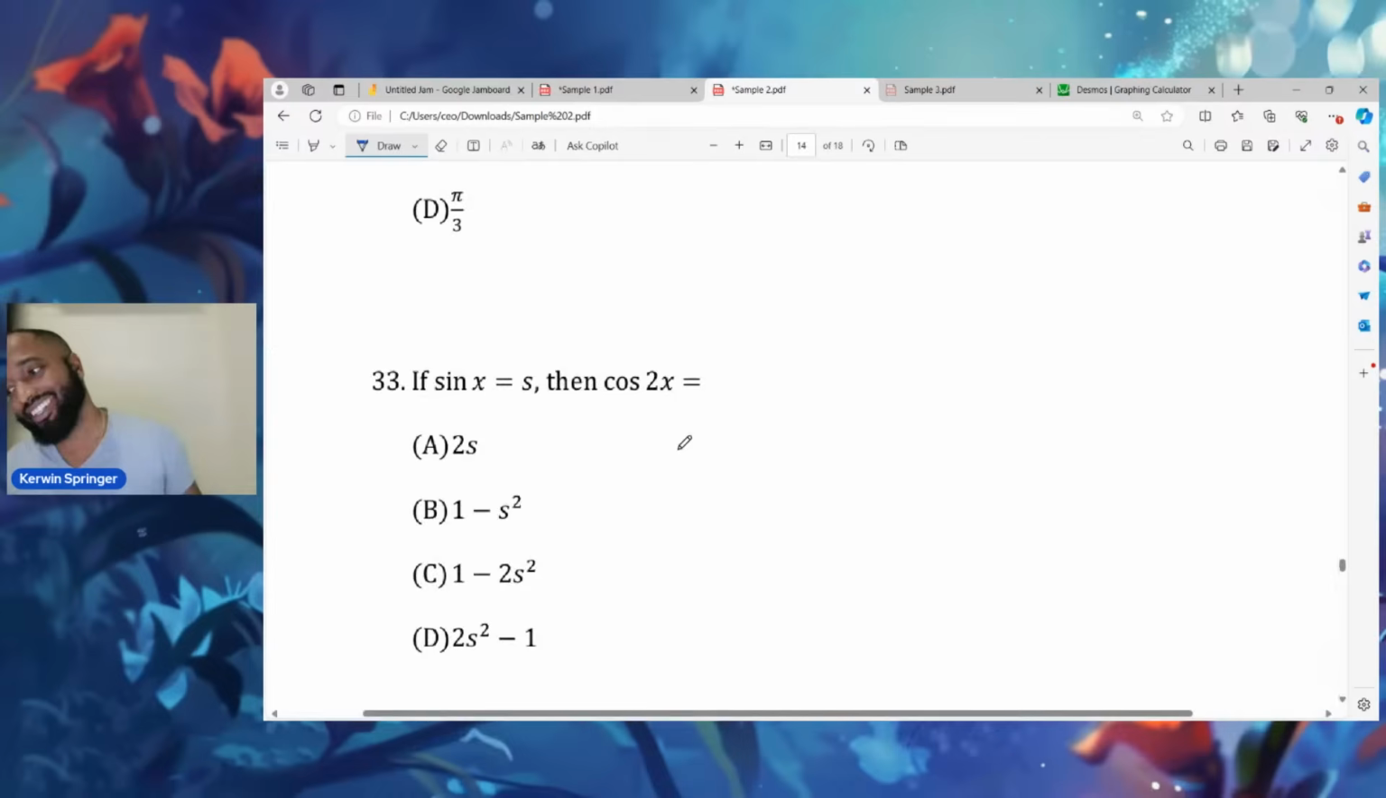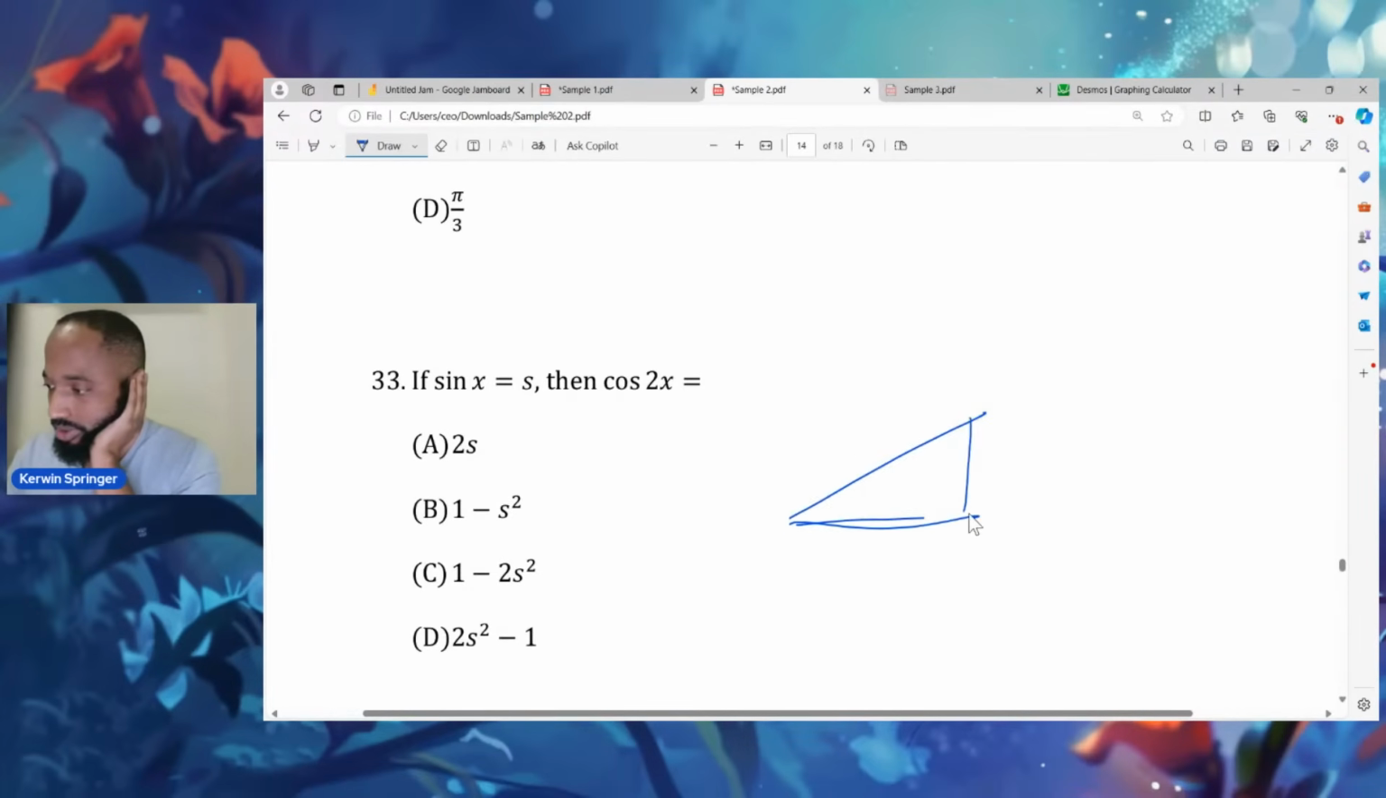So this is a very interesting question. You can do this question using a triangle idea. Watch. So you could call this x. Sine x is s, so call the hypotenuse 1. You understand? Like this is s over 1. The hypotenuse is 1, so sine x is s over 1.